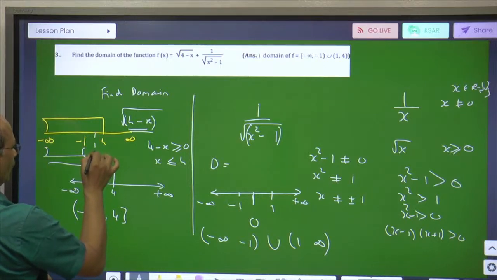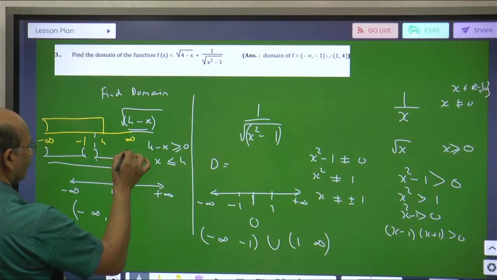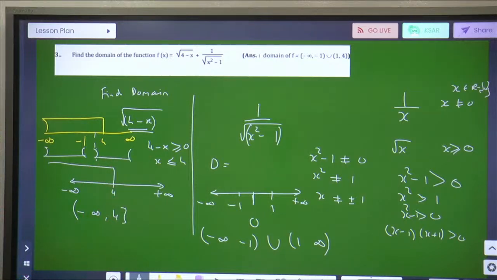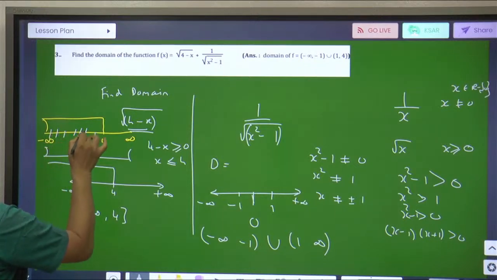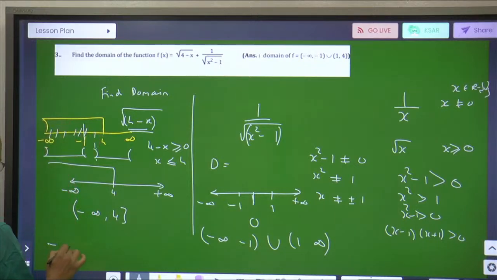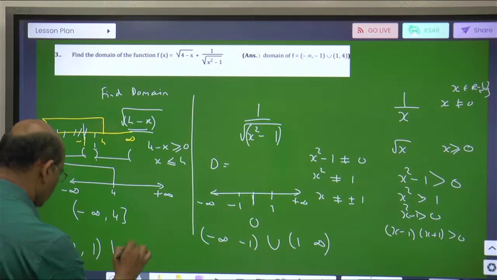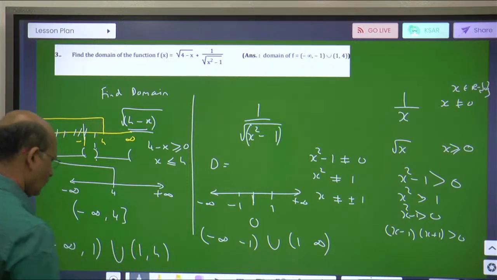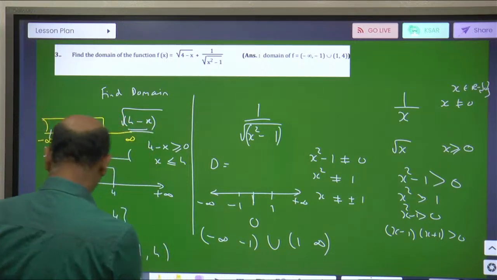1 to infinity. Now tell me out of this what is common. So this region is common, minus infinity to minus 1 and 1 to 4. So this is my final domain.